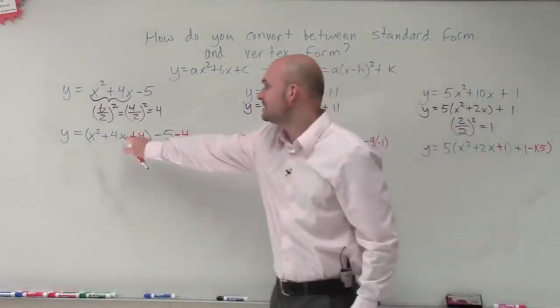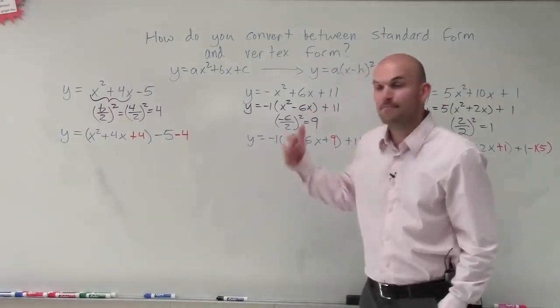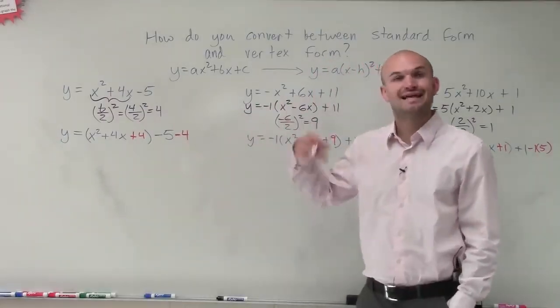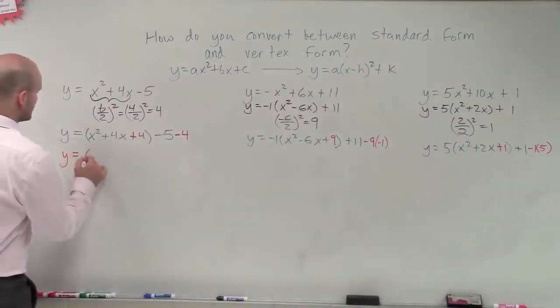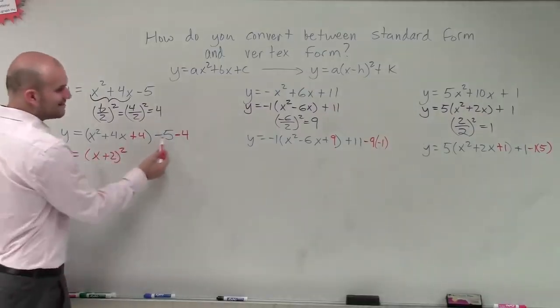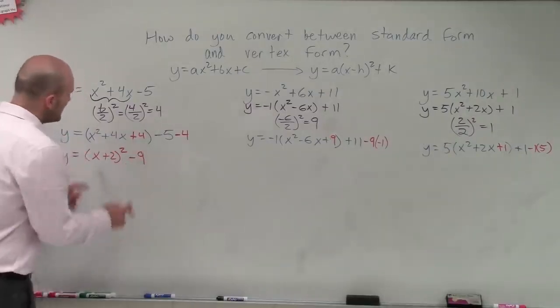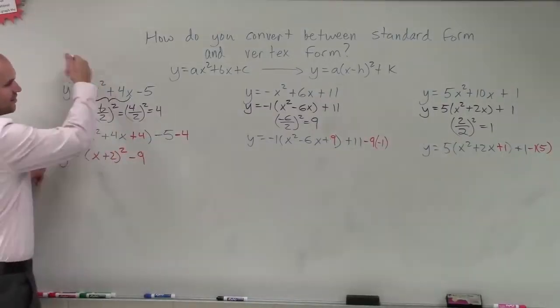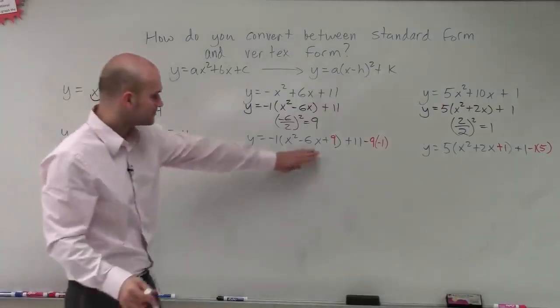So now I just simply need to say, all right, what two numbers that are exactly the same multiply to give me 4, and then add to give me 4? And we can say that my final value is going to be y equals x plus 2 squared. And then I can just combine -5 minus 4, which is -9. Now I have taken this equation from standard form all the way into my vertex form.